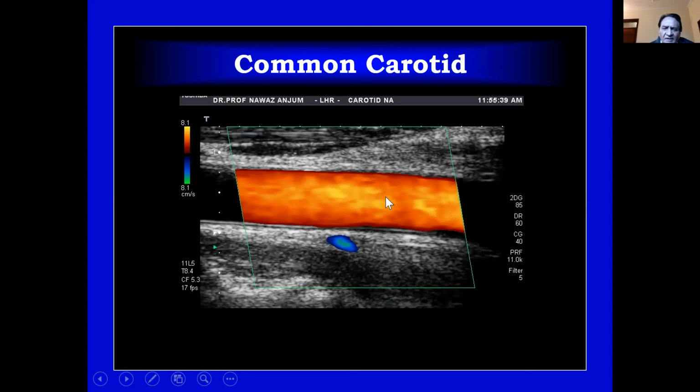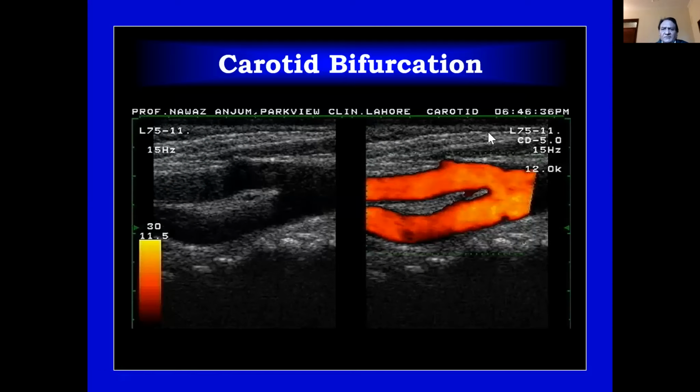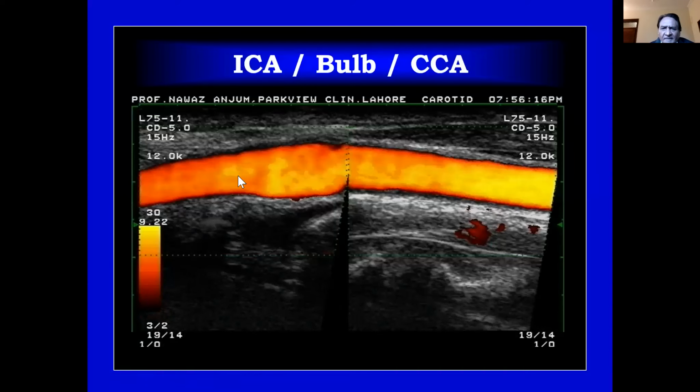You can see the filling, and the technique should be adjusted so that the vessel should be filled with color, intima media should be visible, and there should be no color bleed. No color is seen outside the vessel. And here you can see grayscale, bulb, ICA, ECA, and here's the branch. That gives the clue. You can also recognize from the spectrum ICA and CCA. This is a CCA, bulb, and ICA.